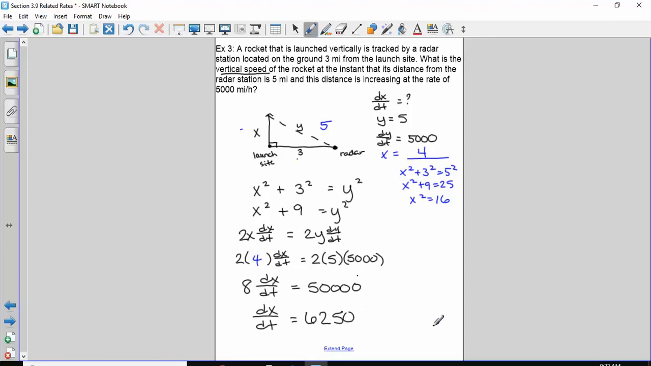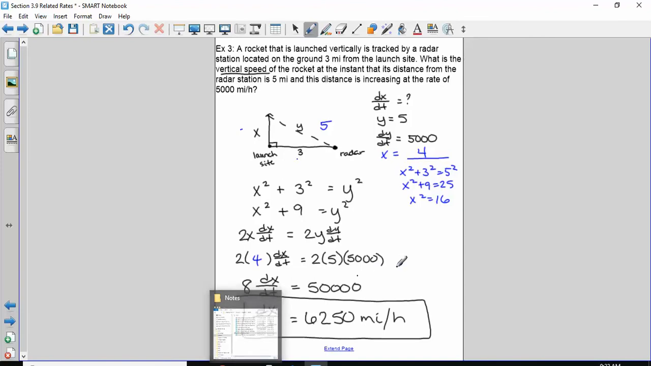Get 6250. Units. dx dt. x was the height. What were we measuring our heights in? Miles. Per, t was time. What was I measuring time in? So my x is going up at a rate of 6,250 miles per hour.